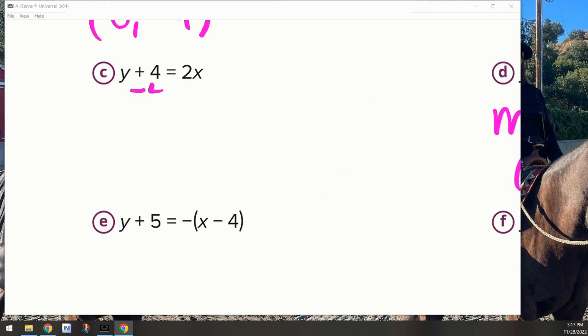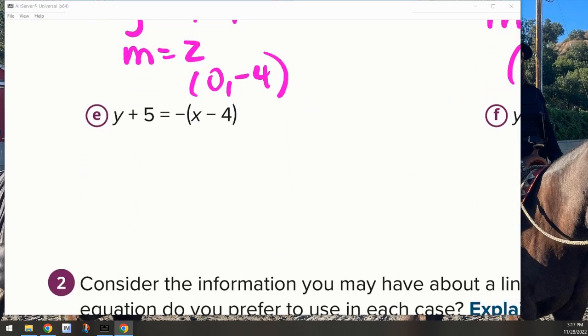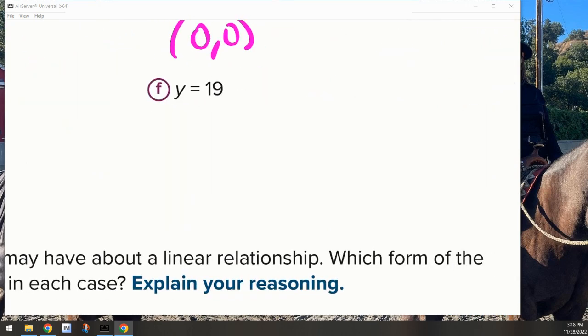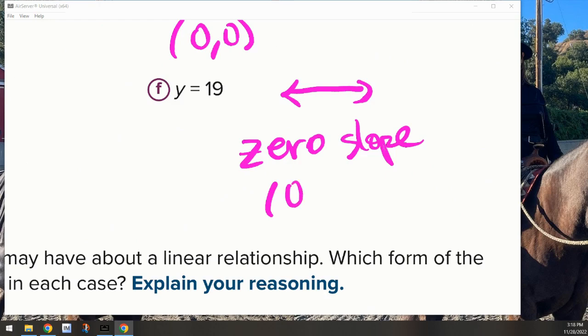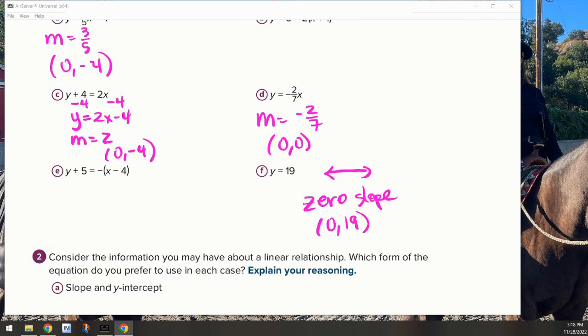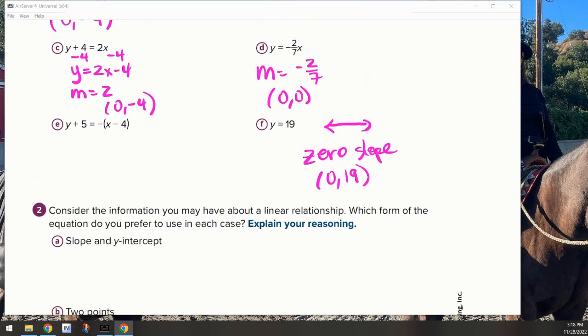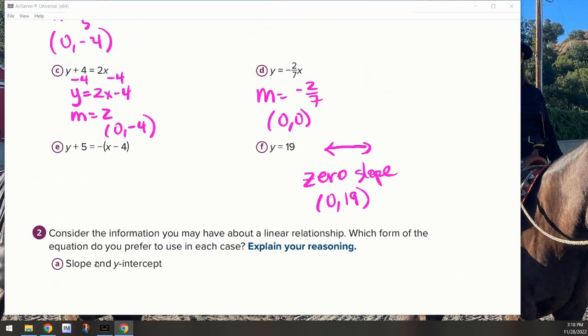We did kind of talk about this on another day where we subtract the y, or subtract the 4, and we get 2x minus 4. So my slope is 2. My y-intercept is 0, -4. We did not talk about that one, but we did talk about this one. Anytime it's y equals a number, it is a horizontal line, so it has a 0 slope with a y-intercept of 0, 19. Okay, and that's your... Okay.